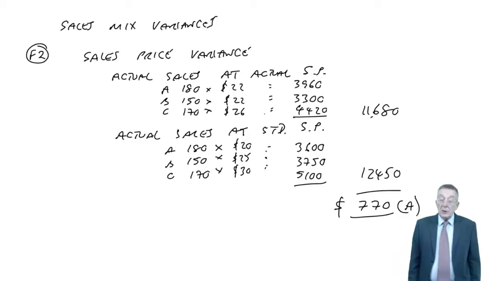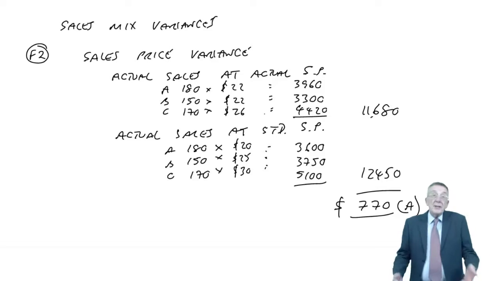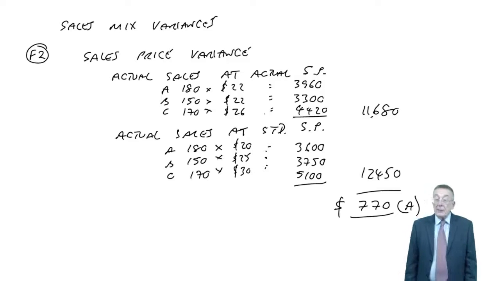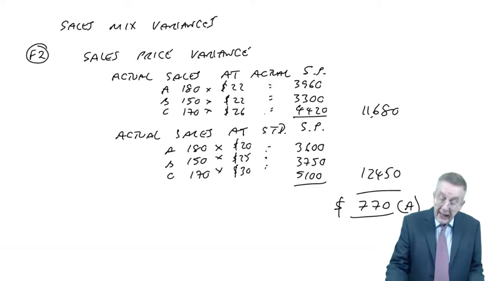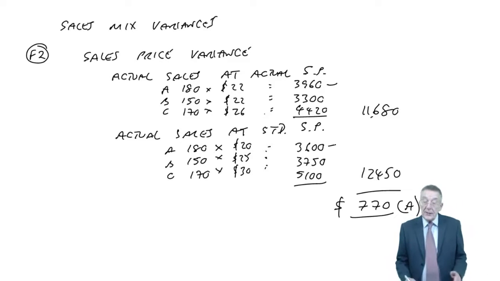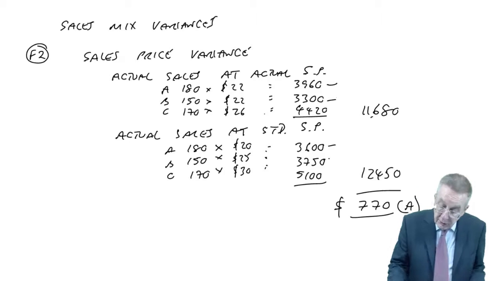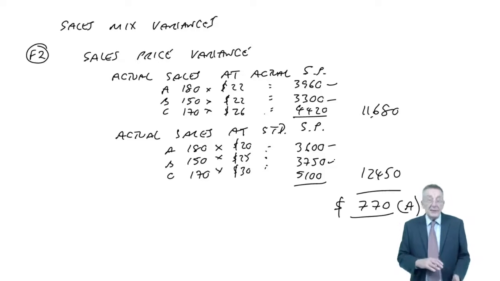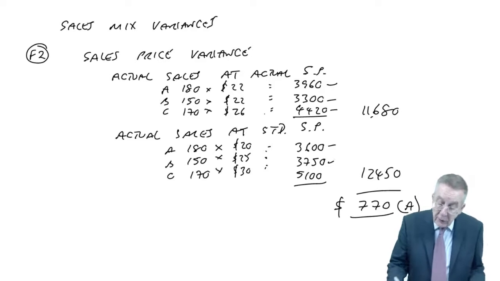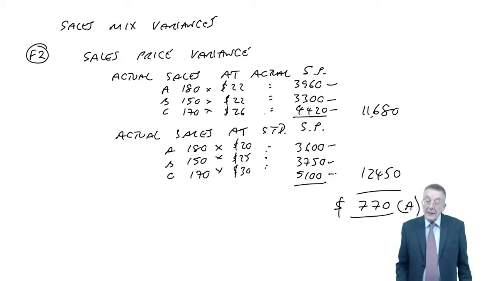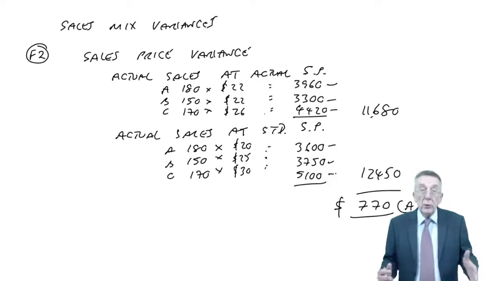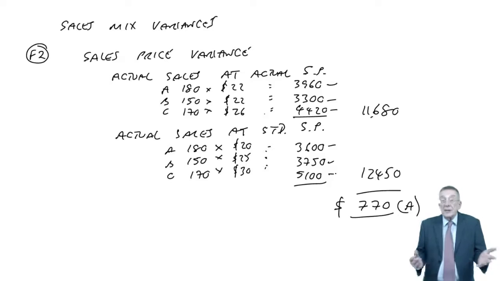So that's no difference from normal, just takes slightly longer. As always, set it out any way you want. And of course, you could have written the variance down for each one separately. For A, 3960 is against 3600, so that's 360 favourable. For B, 3300 is against 3750, that's 450 adverse. For C, 4420 when it should have been 5100. So what's that? 680, I think, adverse. So there, I hope, no problem at all. It's normal rule. It's just with 3 products it takes a bit longer.